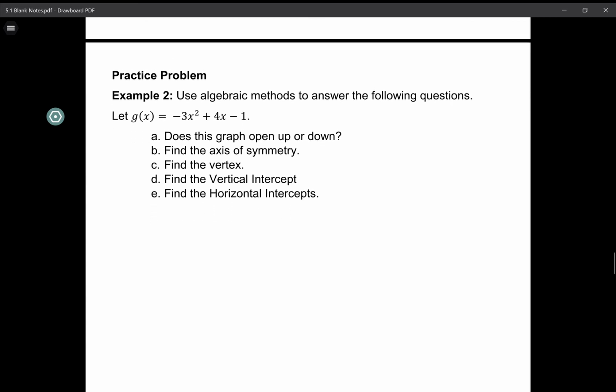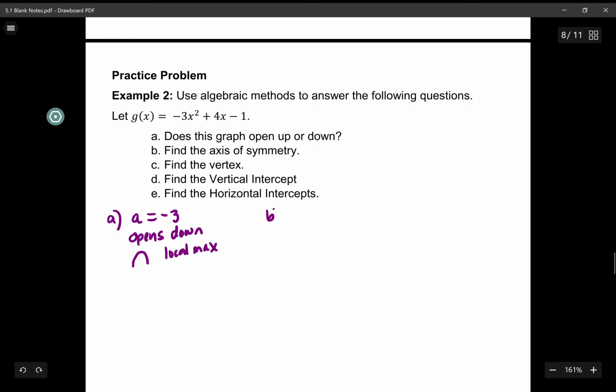Does this graph open up or open down? Well, looking at the parameter A, A is -3, which is less than 0, so this guy opens down. Sometimes it helps me to draw a little picture, and so I know that's going to be a local max.